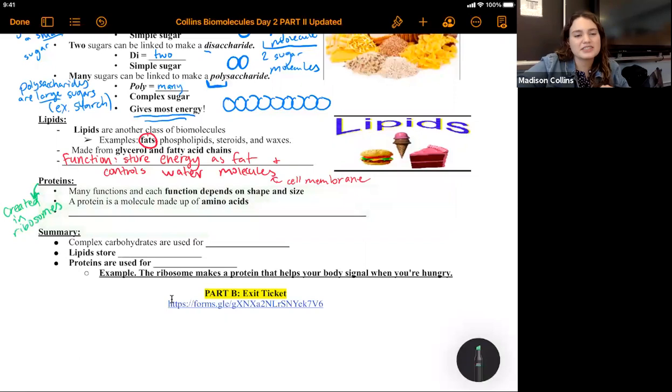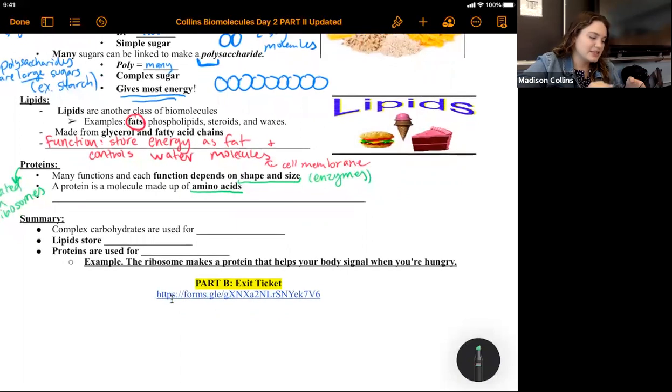So proteins are actually a huge class of biomolecules because there are many different functions and types of proteins, and their function depends on the shape and size of that molecule. And we'll talk about this a lot, the function depending on size and shape, when we get to our topic of enzymes. So enzymes are proteins. And so because of that, there's a lot of specification in terms of their function, and we'll talk about that soon. So a protein is made up of what we call amino acids. Amino acids are the building blocks of proteins.